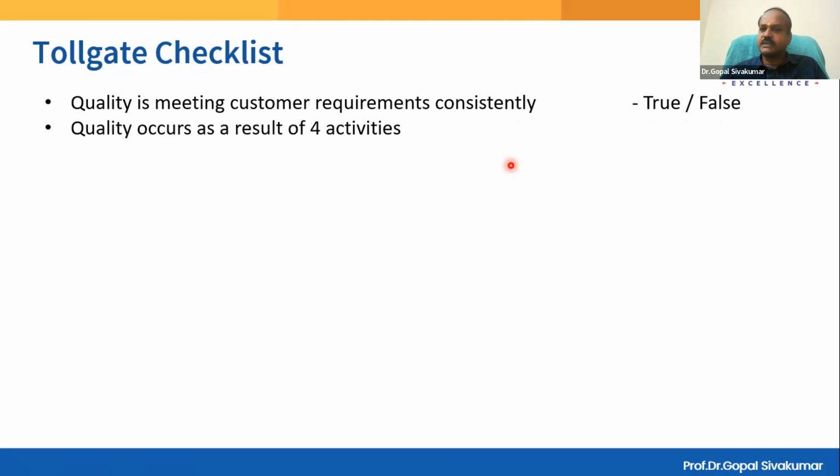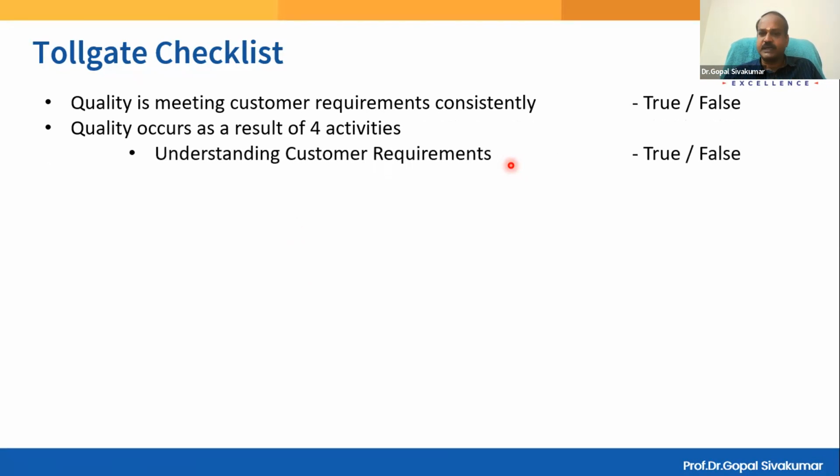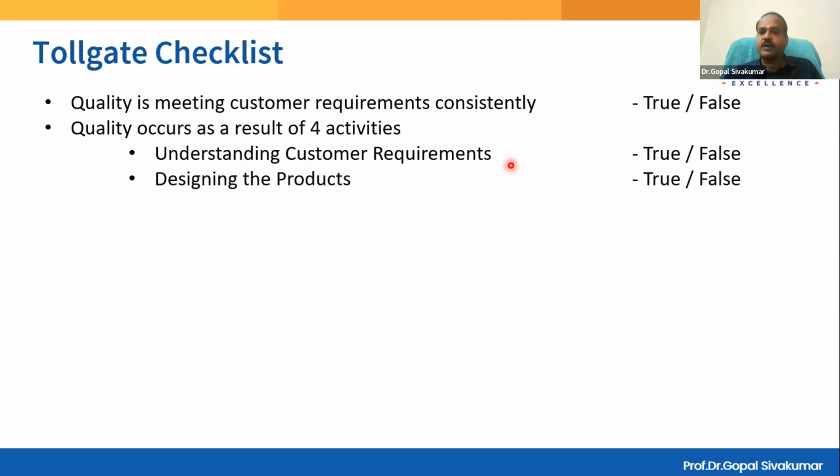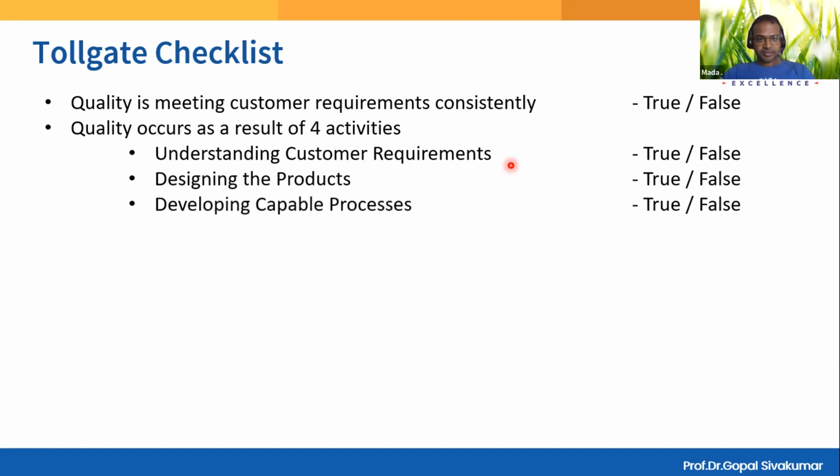Quality occurs as a result of 4 activities. Do you remember the 4 activities which we learned? What is the first activity? I'll help you with the first activity: understanding customer requirement. What is the second activity? Designing your product or designing your service. What is the third activity? Develop a process to meet the customer requirement. Process development. And make sure you include the word capable.